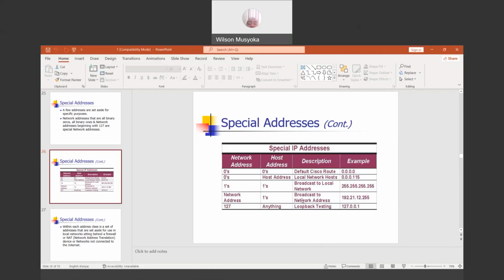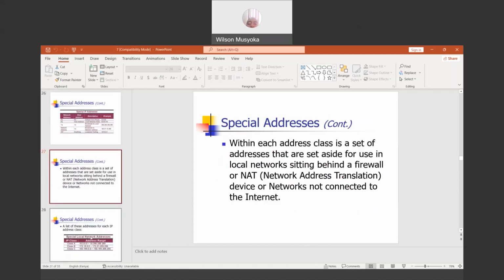Then we have the network addresses, which will start from 192 all the way to 255. And 127 is now used for loopback testing, or testing the connectivity of the particular device you are using. Within each address class, there is a set of addresses set aside for use in local networks, as well as sitting behind the firewall, or what we call network address translation. These are the addresses to which devices can connect, or networks can be connected to the internet.